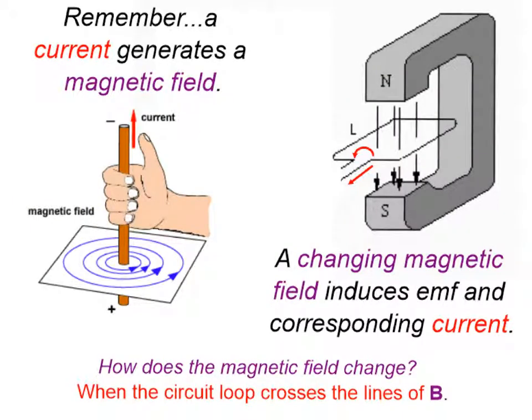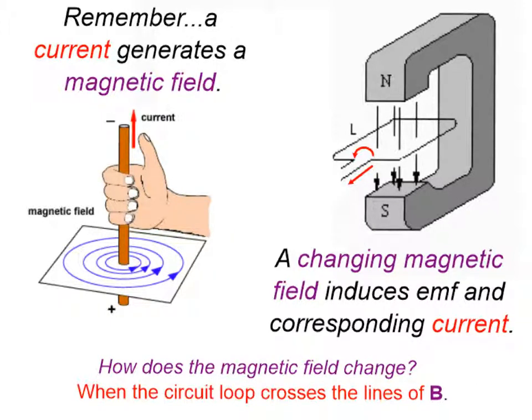So remember, a current generates a magnetic field. Remember, when we have a current running through this wire, we can put our thumb in that direction, our first right-hand rule, and our fingers curl around, showing us the direction of the magnetic field that is being generated. But the reverse is true. A changing magnetic field induces EMF and the corresponding current. So how does the magnetic field change?